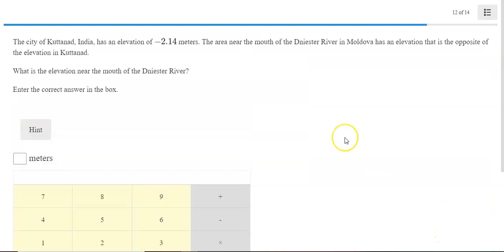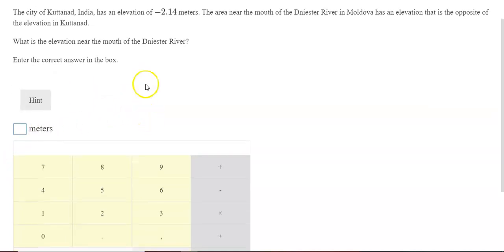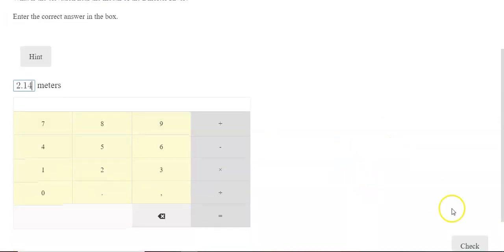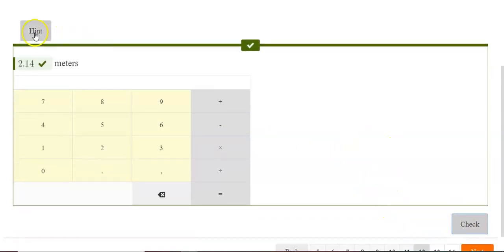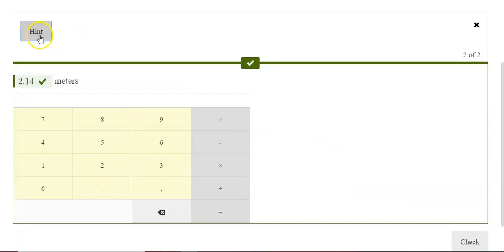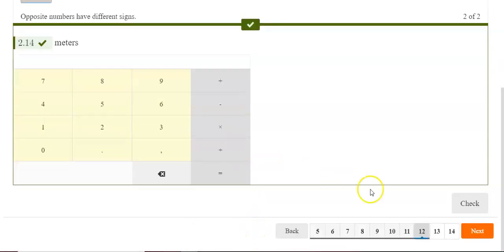Number 12. This city in India has an elevation of -2.14 meters. The area near the mouth of Dniester River in Moldova has an elevation that is the opposite. So the elevation opposite, instead of -2.14, is positive 2.14. If you needed to look at the hint, it is right there. The opposite numbers have the same digits. The opposite numbers have different signs.